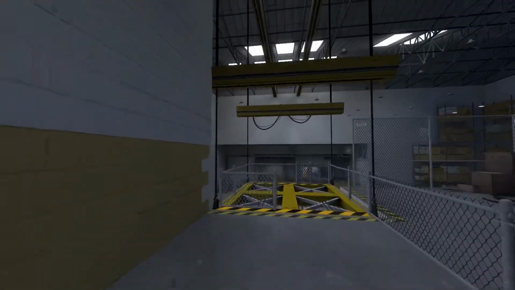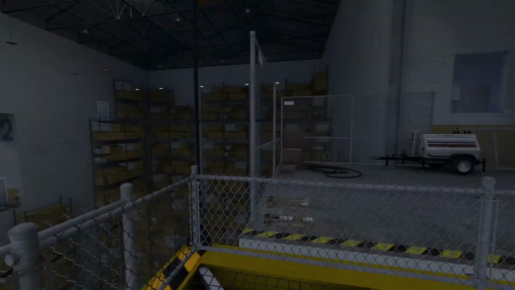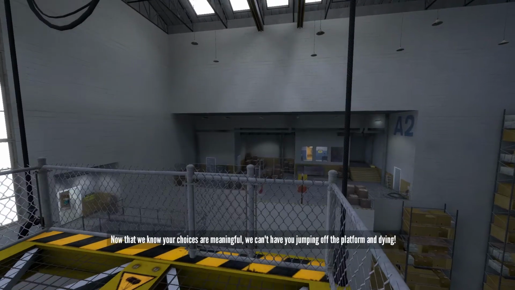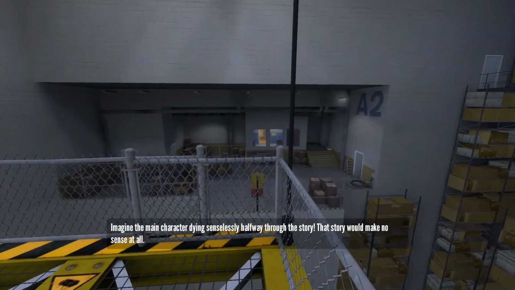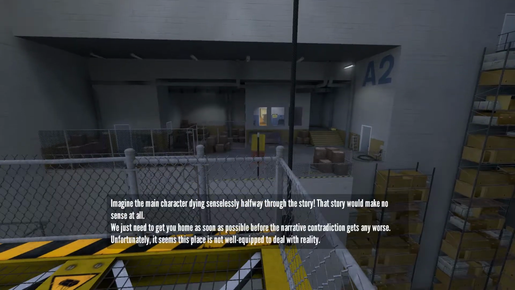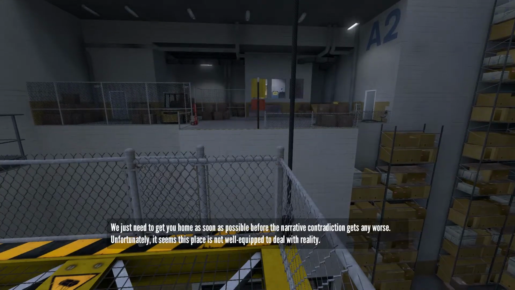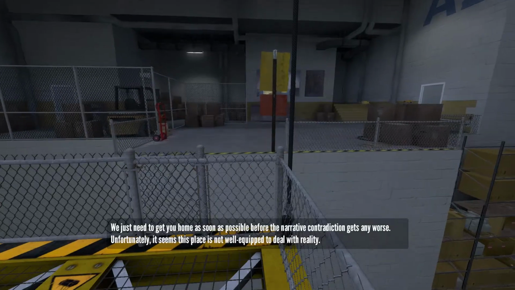And this is gated off, so we can't jump off. Now that we know your choices are meaningful, we can't have you jumping off the platform and dying. Imagine the main character dying senselessly halfway through the story. That story would make no sense at all. We just need to get you home as soon as possible before the narrative contradiction gets any worse. Unfortunately, it seems this place is not well equipped to deal with reality.